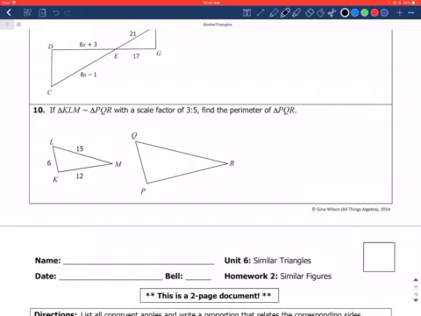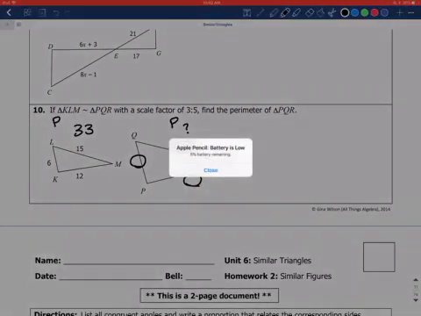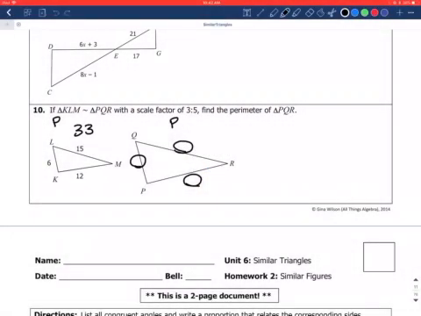So for number 10, if triangle KLM is similar to PQR with a scale factor of 3 to 5, find the perimeter of PQR. So we know that these perimeters are proportional. So instead of finding each individual one and then adding them all together, we know that the perimeter of KLM is proportional to the perimeter of PQR. So if we find the perimeter of this first one over here, which would be 33, 27, 30, yep, 33, then we know that that 33 is the perimeter of KLM, and we know that that is proportional to the perimeter of PQR. And instead of using a question mark, we always use a variable.